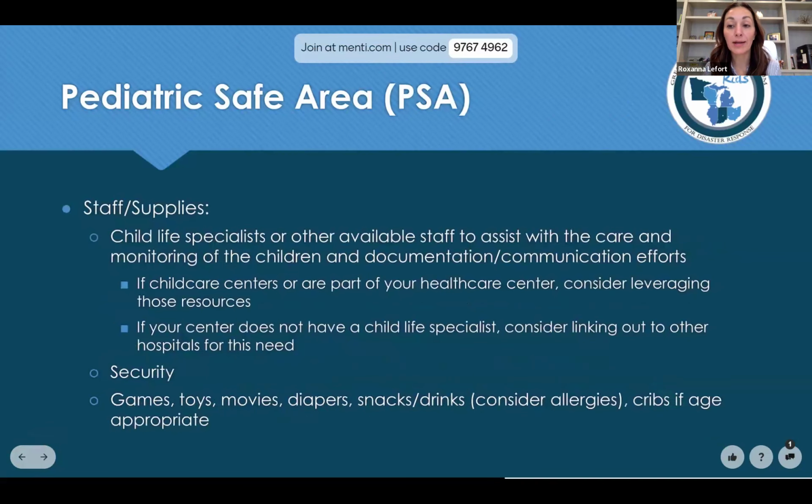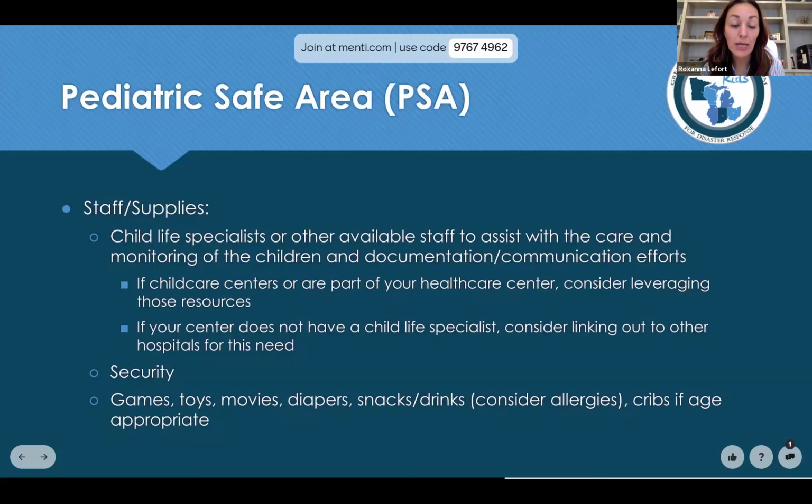So the staff and supplies. If you have child life specialists, they're the perfect people to be in here. They are trained in this type of thing. So child life specialists to help care for these children would be great. If you don't have that, something else to consider is if there's a child care center in your hospital, a daycare center that's attached to the hospital or that's part of the hospital. When you start talking about this plan, really talk with them about how they can help, whether you can use their space or if some of their child care specialists could be a part of this and come to a different space and help care for the children there. That's kind of a great way to use those resources in this type of scenario.